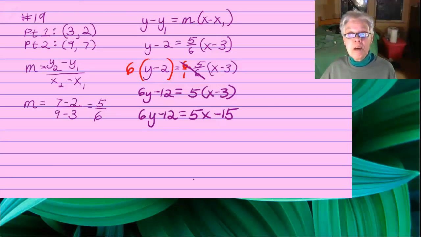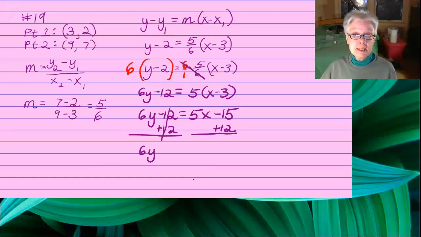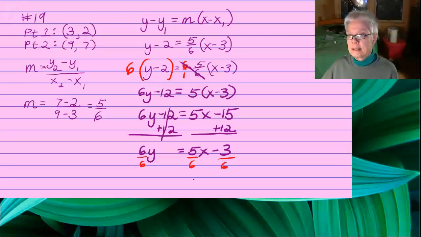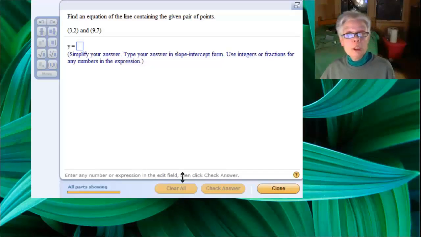6y minus 12 equals 5x minus 15. I'm going to add 12 to both sides because I have to solve for y. The 12s cancel out on the left, and I'm left with 6y. 6y equals 5x minus 3. I divide by 6, divide by 6, divide by 6, and I'll be left with y equals 5/6 x minus 1/2, which is slope-intercept form.